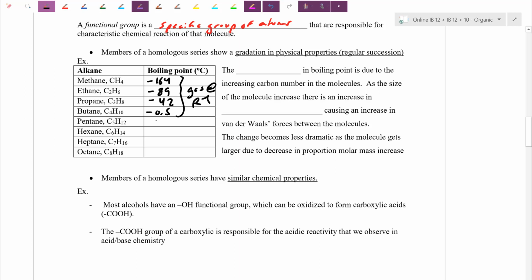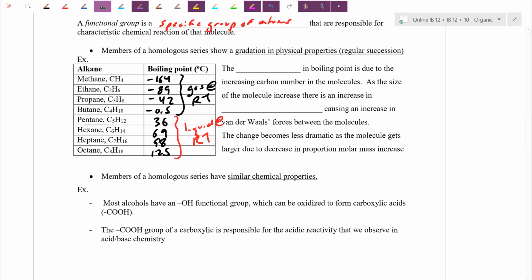As you get up to pentane, this one is actually a liquid at room temperature because it takes a little bit hotter to actually boil off. Then 69, then 98, then 125. These ones are actually liquids at room temperature, right? So if you do the energy option, a lot of these C5 to C10 or so are really useful for fuels because liquids are really easy to transport, a lot easier to manage.